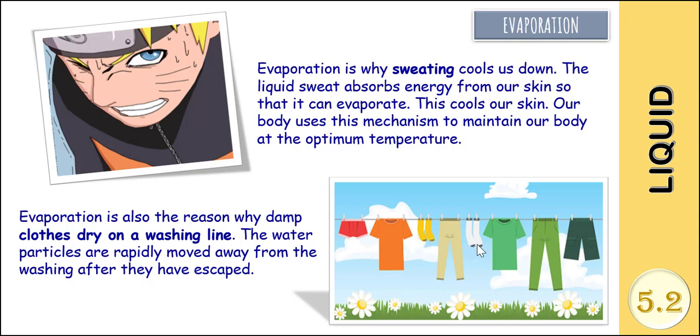Evaporation is also the reason why our damp clothes dry on a washing line. The water particles are rapidly moved away from the washing after they have escaped. If you want your clothes to dry faster, you have to spread them out so that the surface area is larger. The larger the surface area, the higher the rate of evaporation. Also, on a sunny day, our clothes will dry faster. This is because at higher temperature, the rate of evaporation is increased.